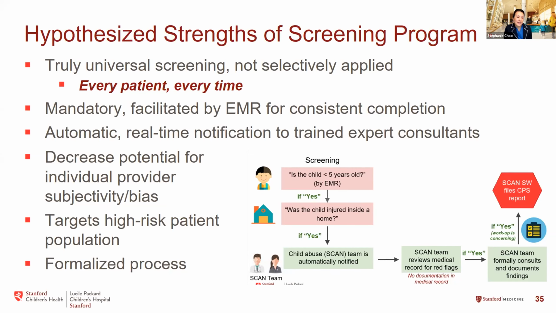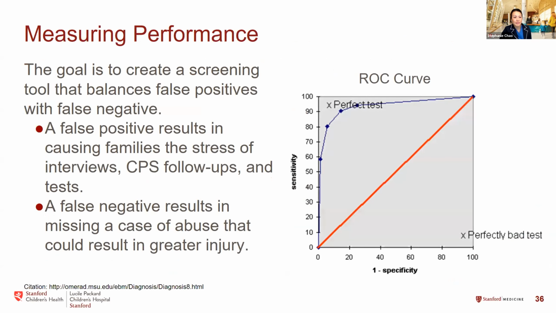So the step is to reduce the potential for bias, and we decrease the potential for individual bias. We target the high-risk population by selecting for children under the age of 5, and now this entire process is formalized. We have yet to measure. We're now in the continued evaluation and trying to figure out how to measure the performance.